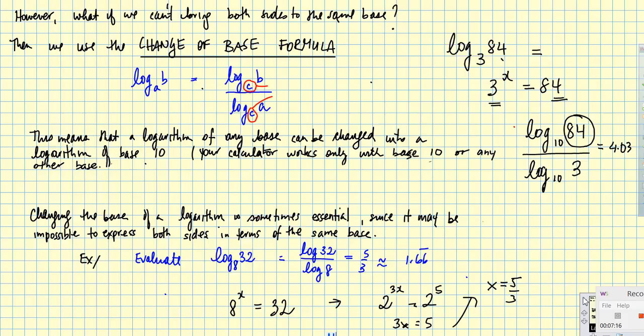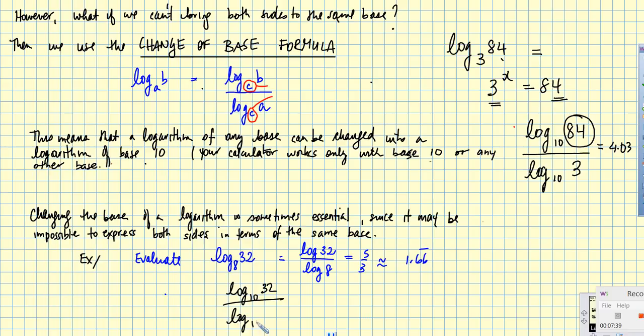But if I were going to do this problem without using exponentials, and I were just using logarithms, well, what that would encompass is for me to use the change of base formula. So I am changing my base of 8 into a base 10. So I'll take the logarithm base 10 of 32 divided by the logarithm base 10 of 8. And that will still give me, when I put it into my calculator, 1.66 repeated, or 5/3.